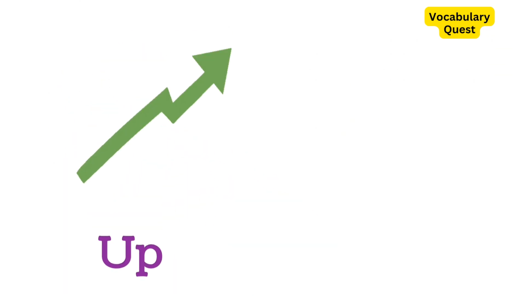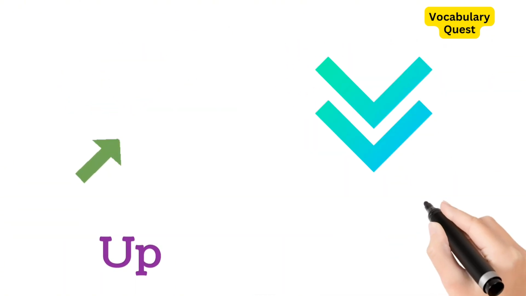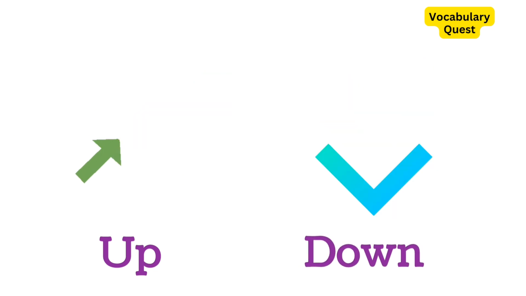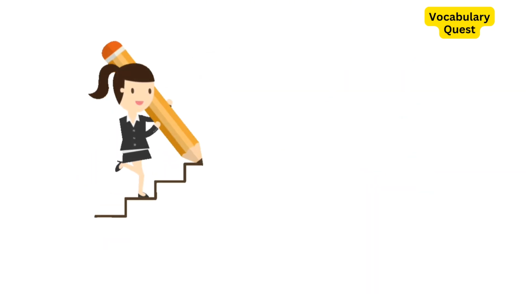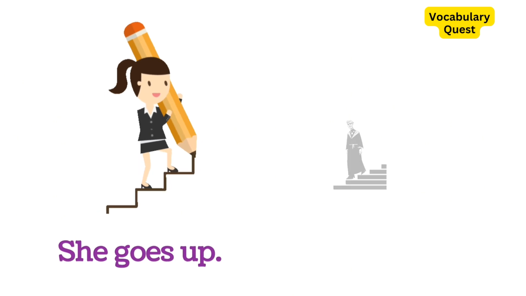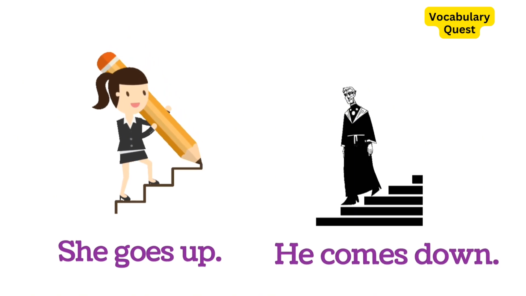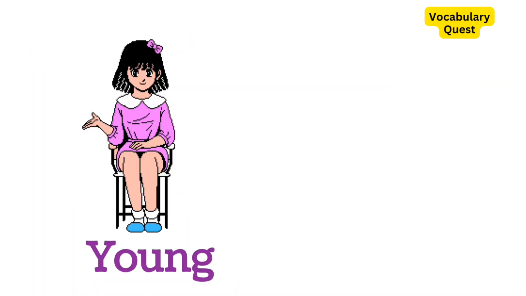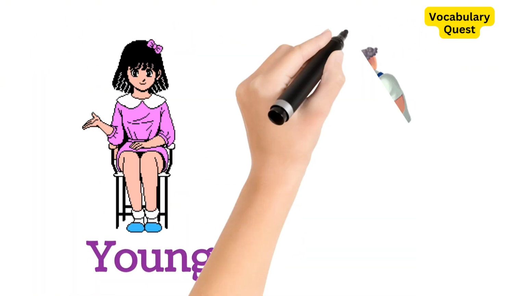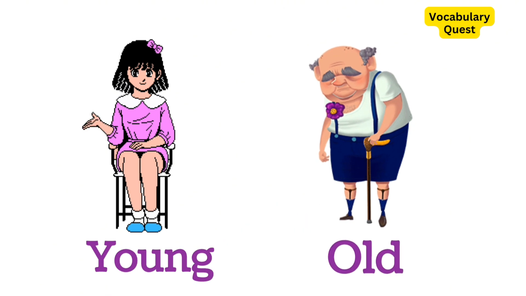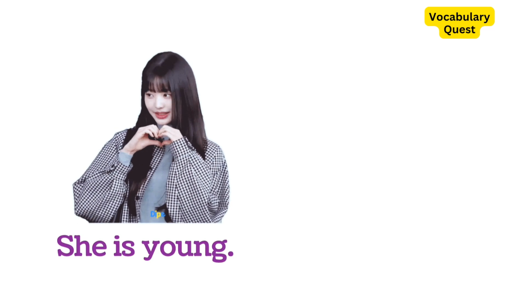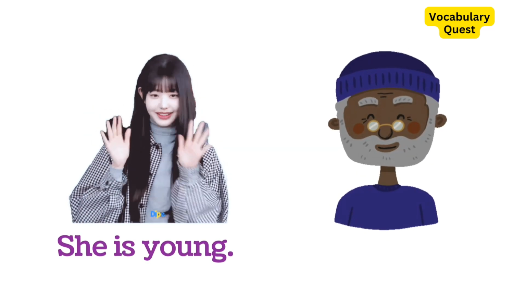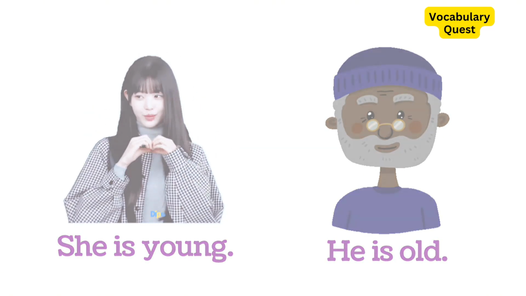Up, down. She goes up. He comes down. Young, old. She is young. He is old.